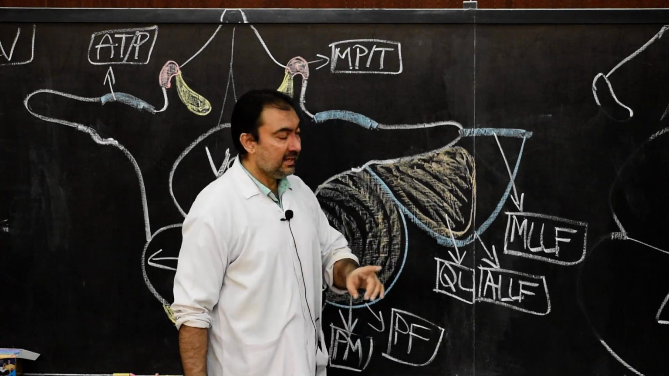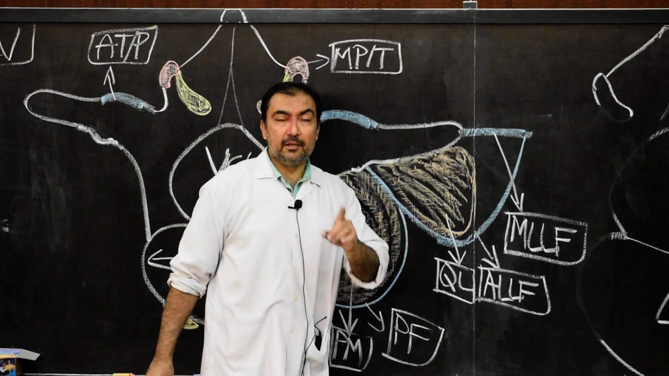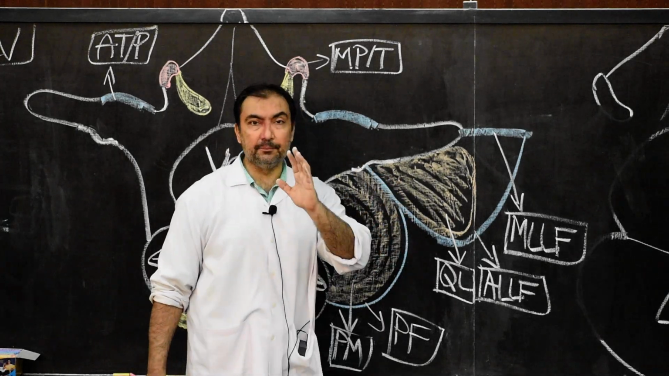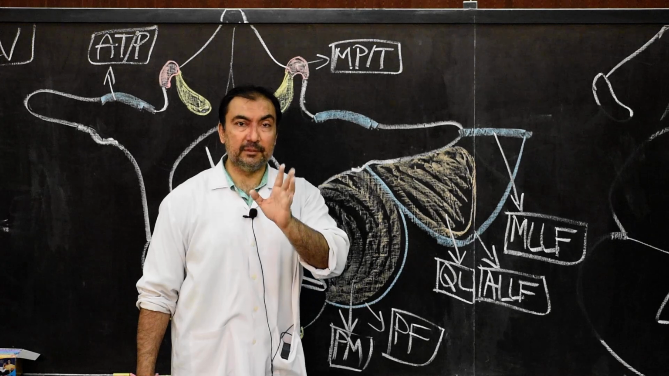MCQ, 1 mark question answer. Where is the anterior layer of lumbar fascia attached? On the vertical crest present on the anterior surface of transverse process of the lumbar vertebrae. Another MCQ or 1 mark question answer.